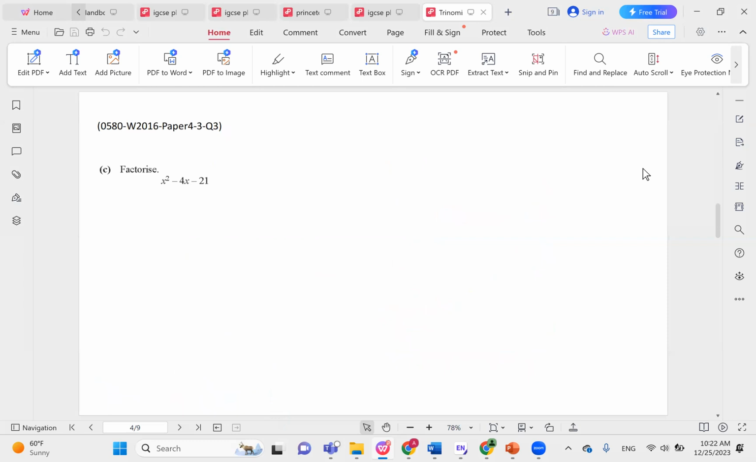Here we're asked to factorize x squared minus 4x minus 21. We begin again by saying, I want two numbers that when multiplied give me 21. And based on this sign here, I'm going to say that a minus b has to give me negative 4. The negative is significant because it tells me which of my numbers is going to be positive and which is going to be negative.